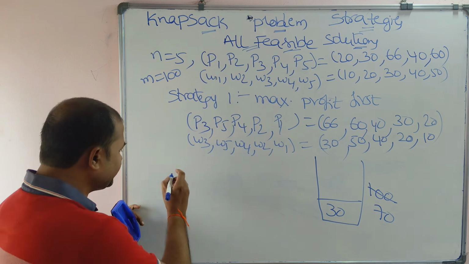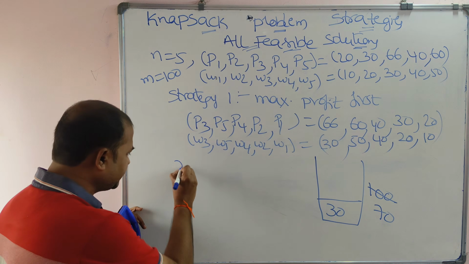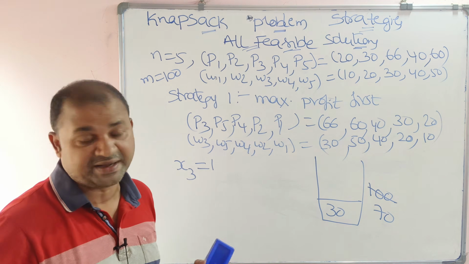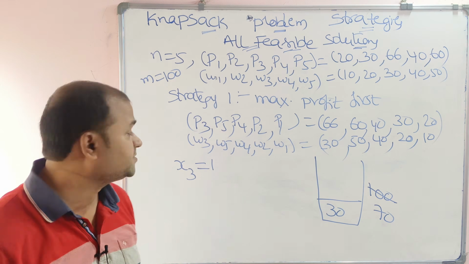So here, what is the object? The third object. If an object is placed in the knapsack, then what is the xi value? 1. So x3 equals 1. The third object is placed.